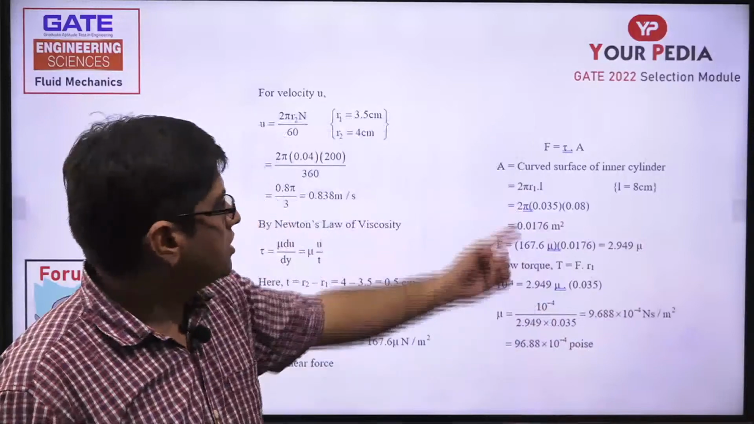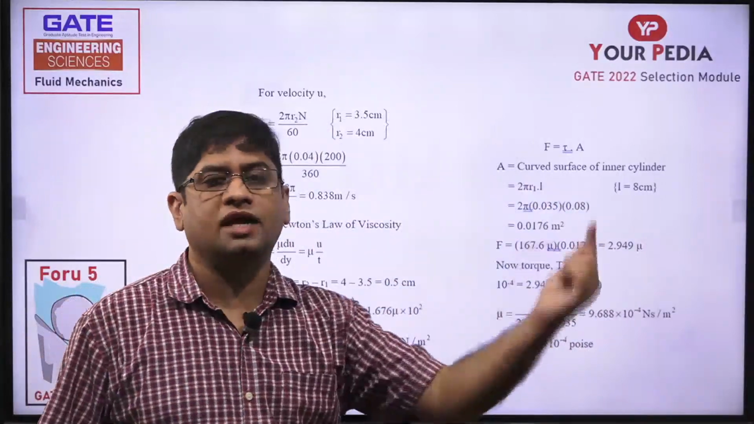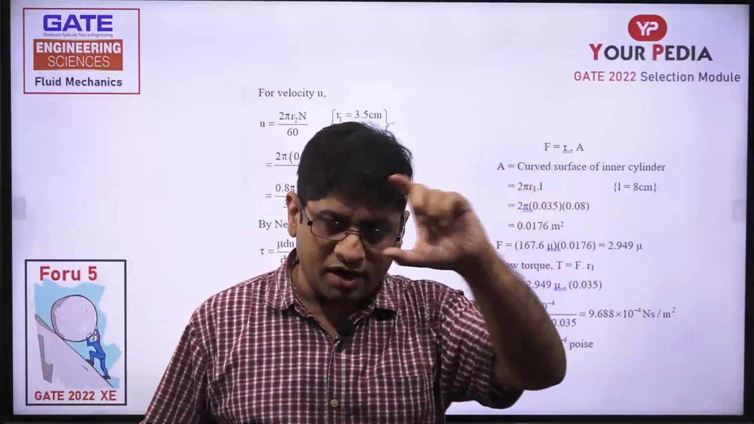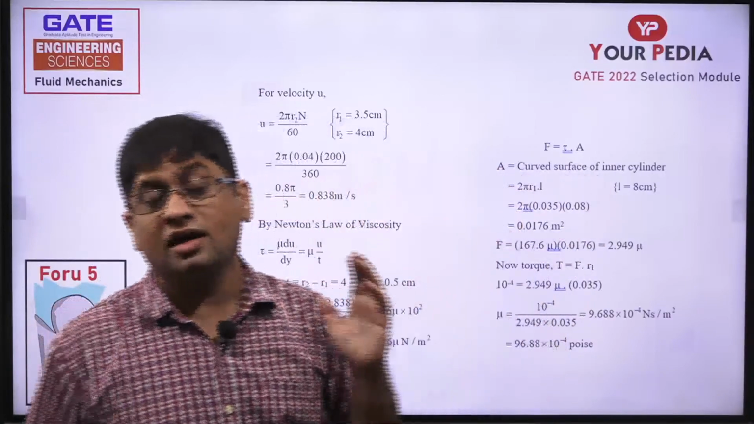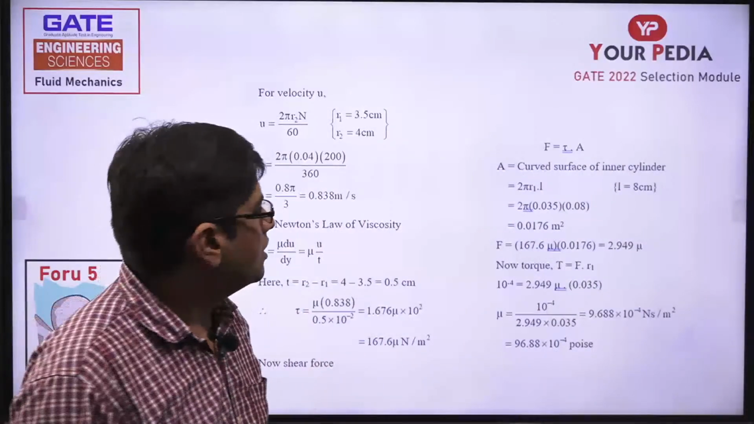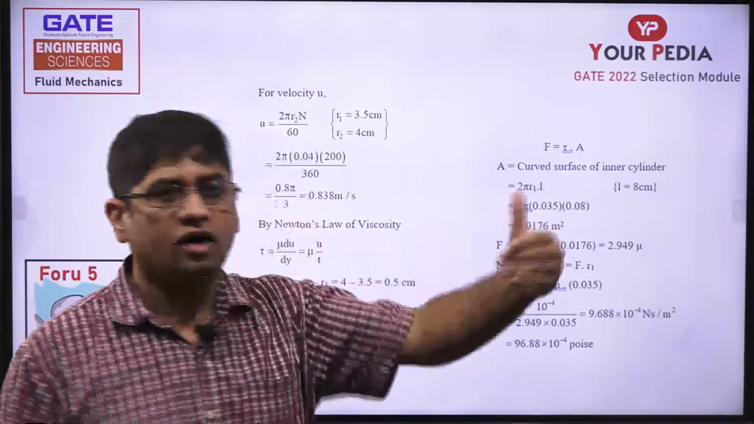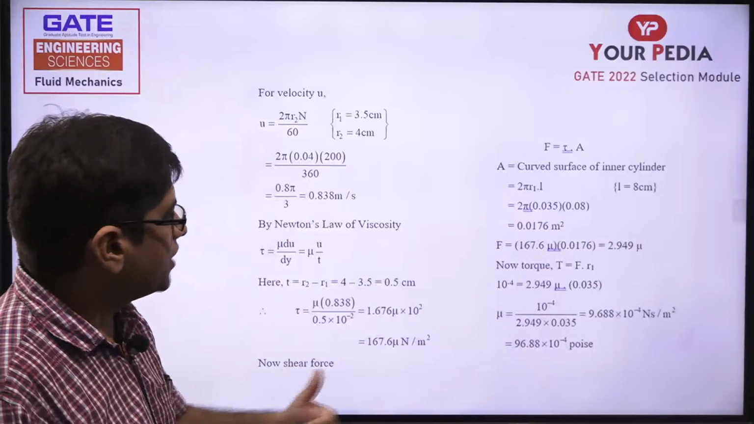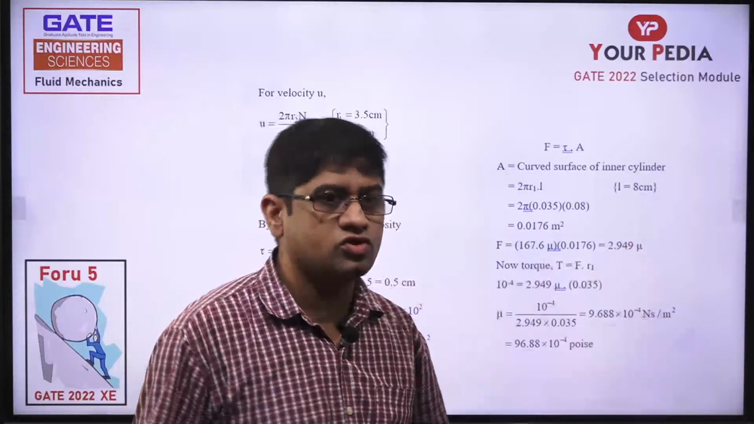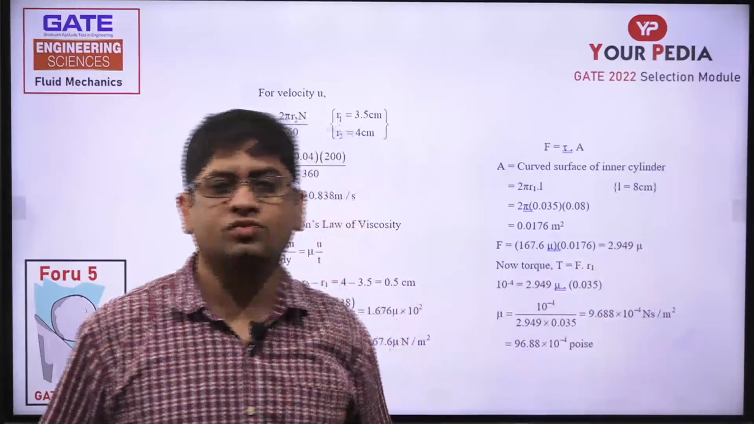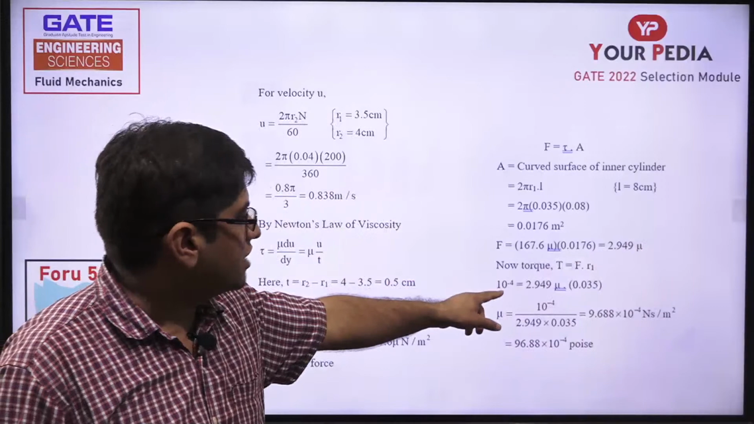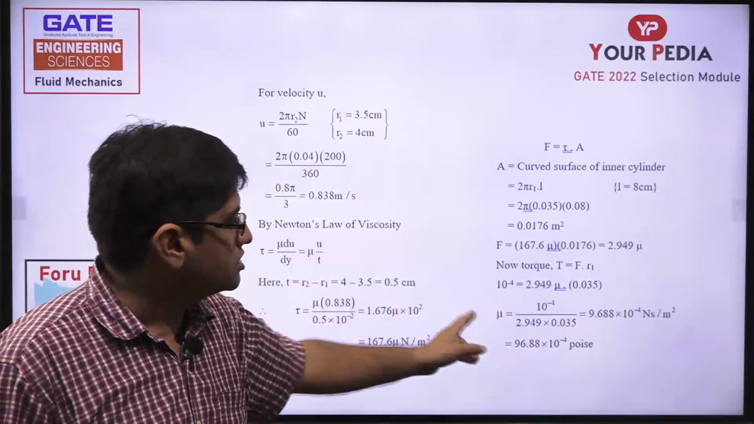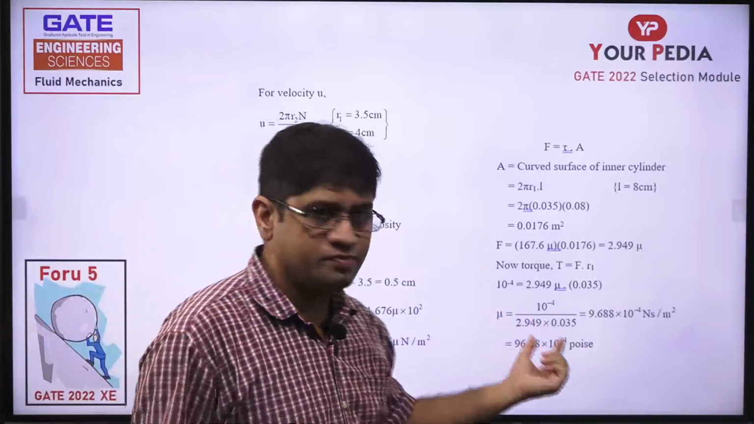So I can calculate the drag force by multiplying the contact area of the inner cylinder, 2 pi r into L. And what is L? It is already given up to what depth liquid is there, 8 centimeter. But convert that into meter, 0.08, 2 pi r, r of the inner cylinder in meters, that gives me the contact area. If I know the contact area, I find the drag force also. And if I multiply the drag force with the radius of the inner cylinder, I get the torque. And torque is given as 10 to the minus 4. All you have to do is equate these two and calculate the value of mu.